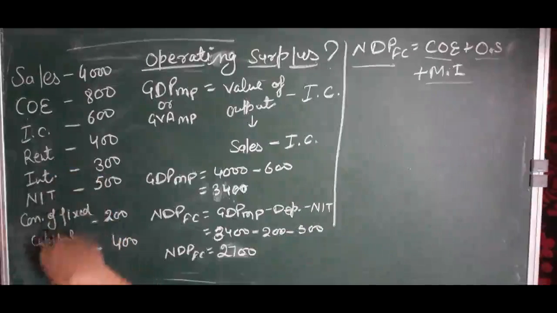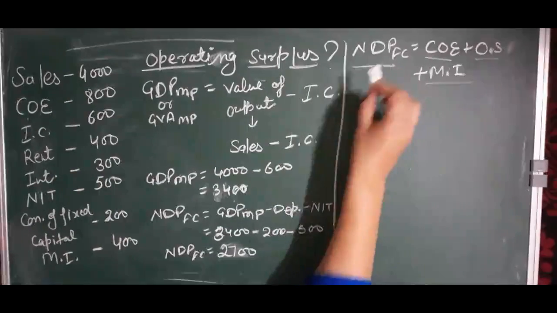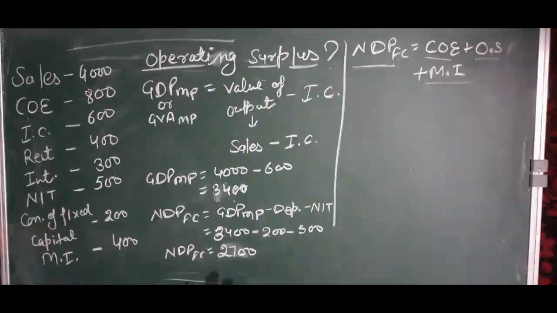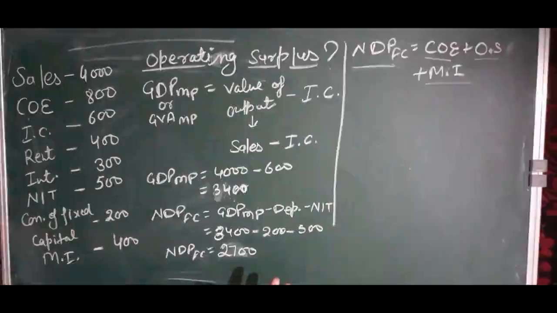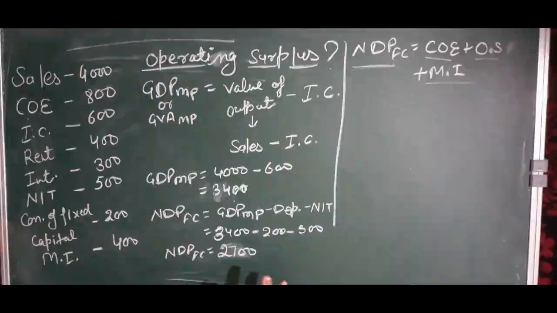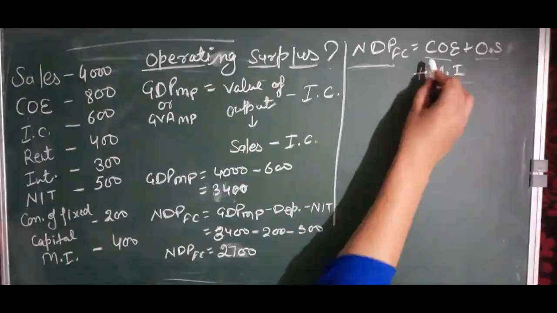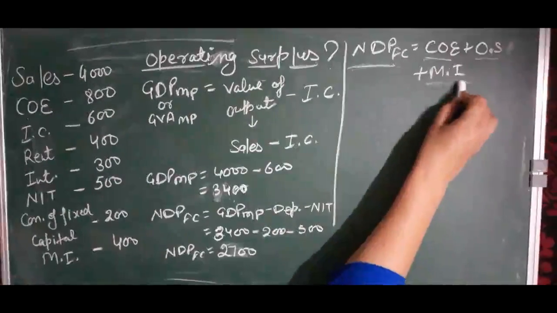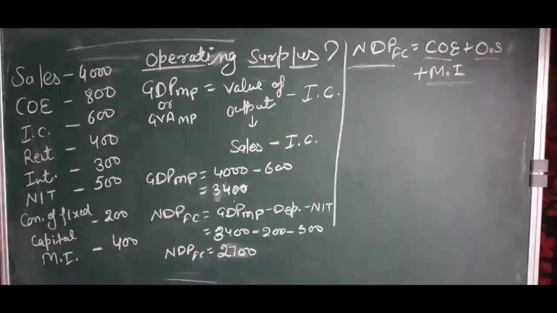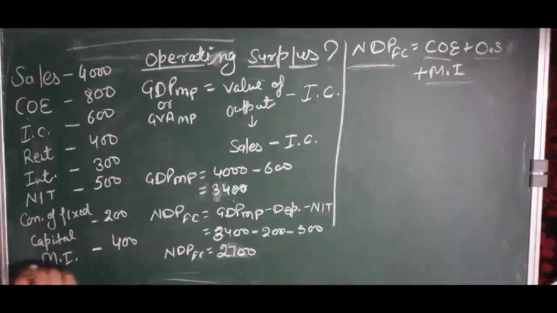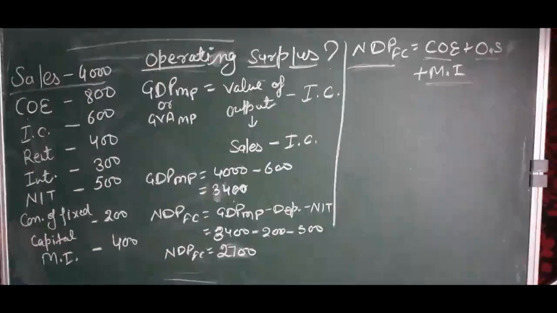So in this example, if we were given NDP at FC, this question would be very easy for us. But now we have not been given NDP at FC; we have been given compensation of employees and mixed income only. So first we have to calculate NDP at FC, right? Now the question is how can we calculate NDP at FC? If we read this example, we have been given sales, right?